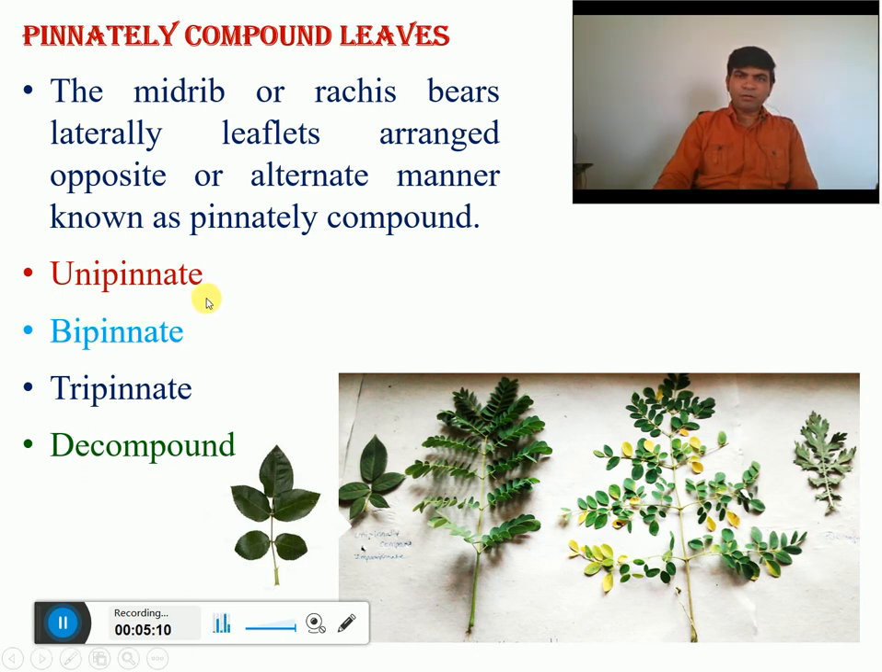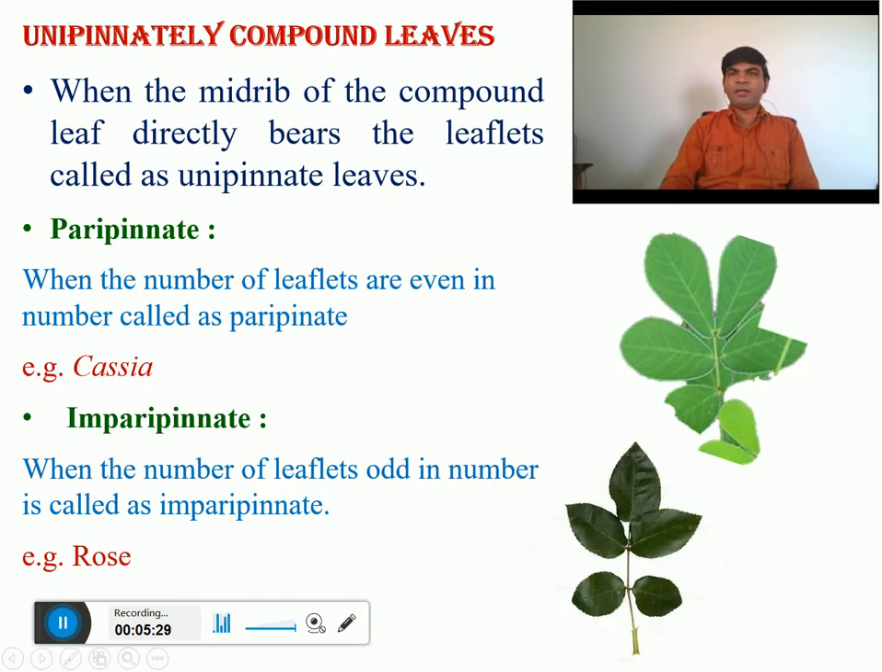That is unipinnately compound leaf, bipinnately compound leaf, tripinnate, and where there is not a defined number of pinnae or the rachis, that leaf is called the decompound leaf. So we will see here one by one. First is the unipinnately compound leaf. What is the unipinnately compound leaf?